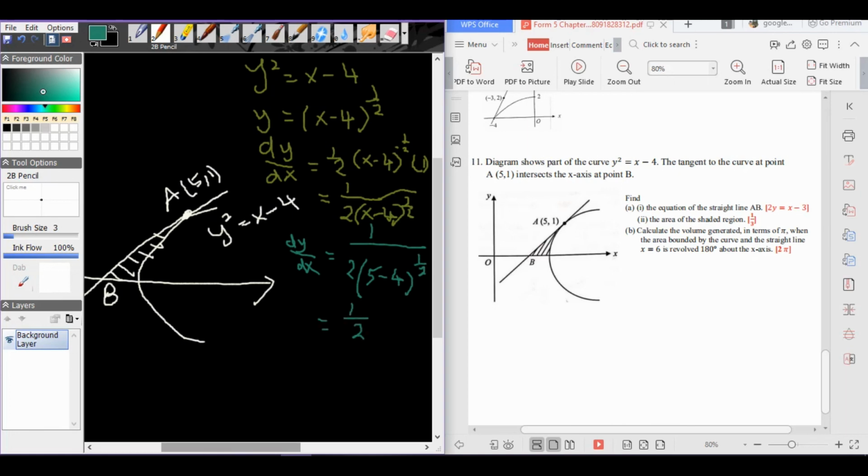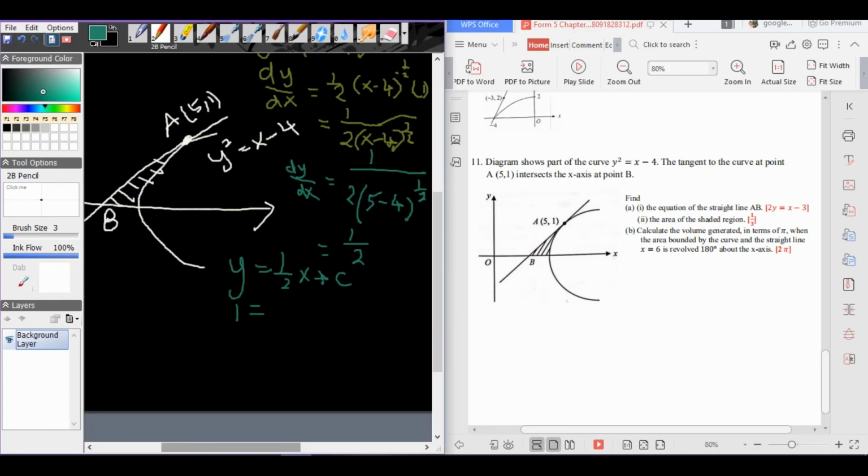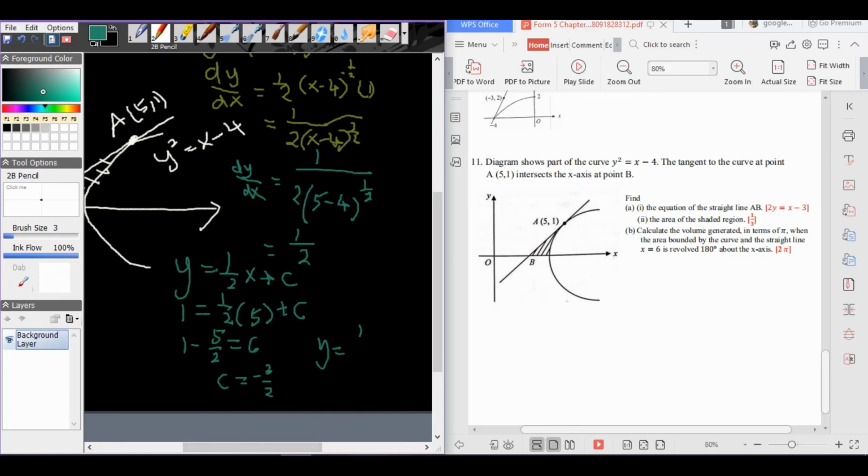The gradient of this straight line AB will equal 1 over 2. So you will have y equals 1 over 2 x plus c. How to find c? Substitute (5, 1) into this equation. So 1 equals 1 over 2 times 5 plus c, so 1 minus 5 over 2 equals c. c equals negative 3 over 2. So the equation will be y equals 1 over 2 x minus 3 over 2.